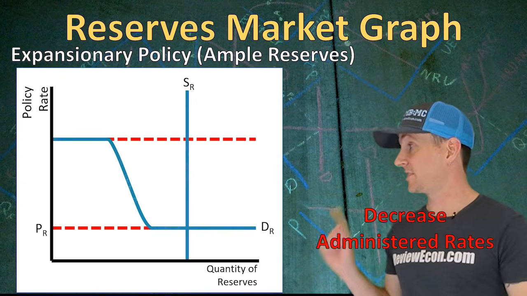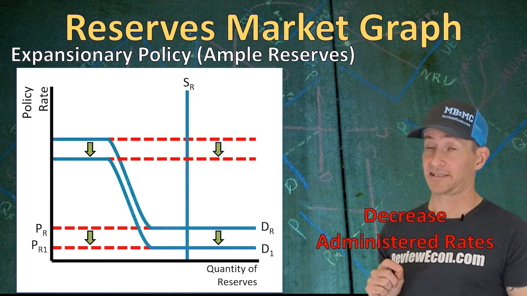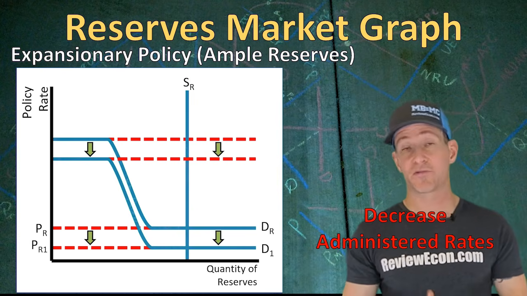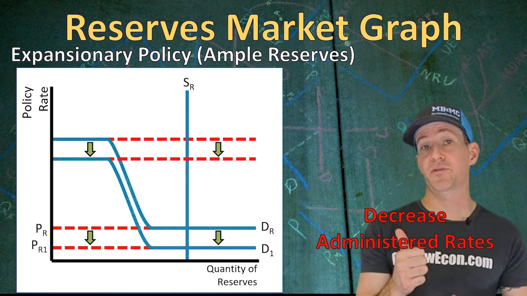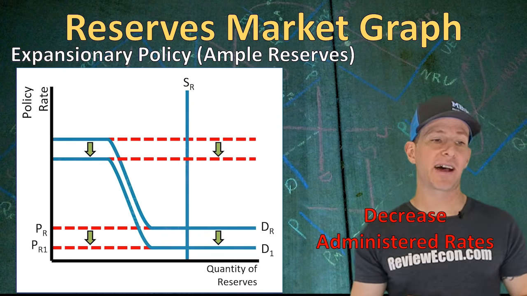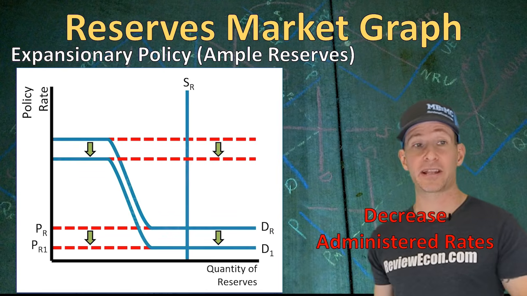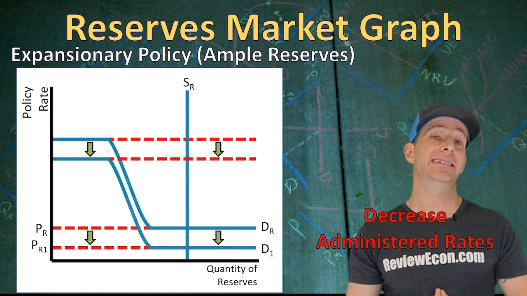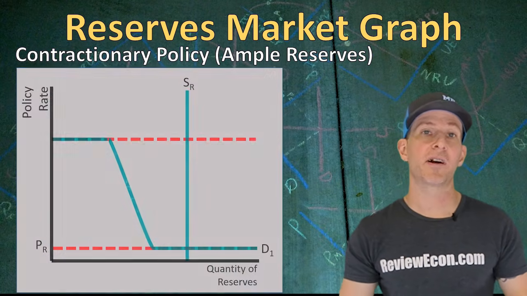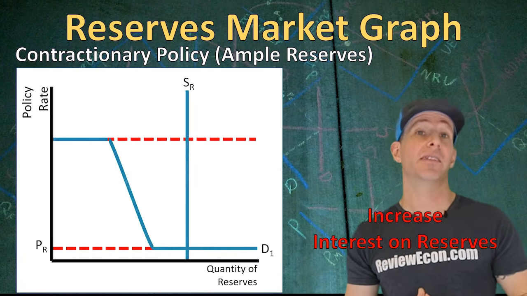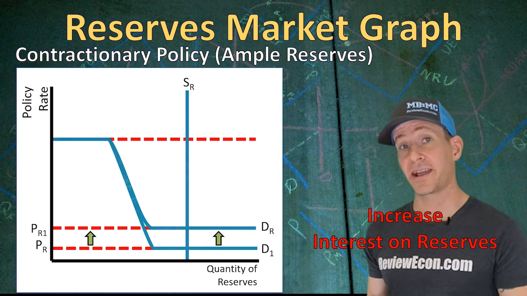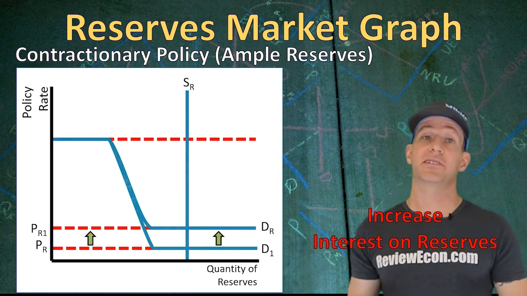That's going to shift the upper portion with the discount rate and the lower portion with the interest on reserves rate. Remember, administered rates are both the discount rate and the interest on reserves rate. And when both of those shift at the same time, that lower portion is the part we care about most, and there we see a decrease in the policy rate. If the central bank wants to have contractionary monetary policy, they could increase the interest on reserves rate, and that would shift the lower portion of that demand curve upward. And that increases the policy rate.